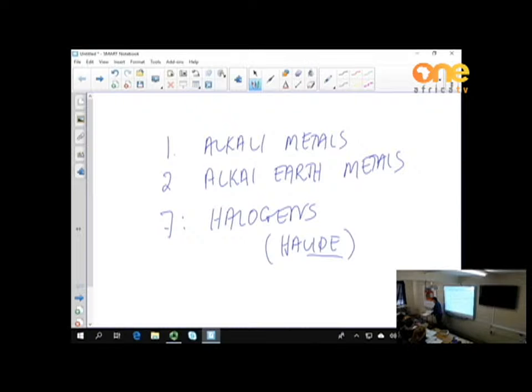Then the group of non-metals on the right of the periodic table. Remember, there is a step going down through the periodic table. Below the step we have metals, above the step we have non-metals. In actual fact, the non-metals are only a few elements. Most of the elements are metals.